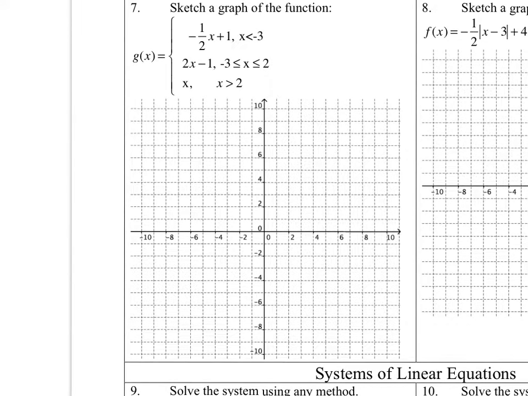Here I'm asked to sketch a graph of this function. First thing I'm going to do is set up my force fields. I've got -3.